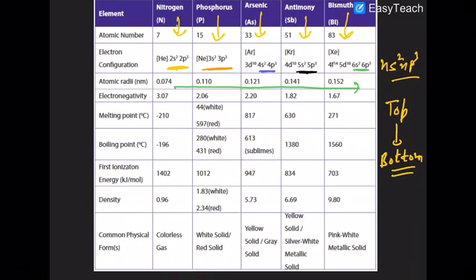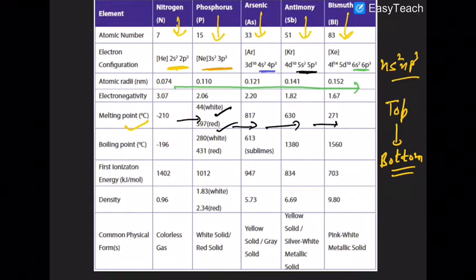And now the melting point. If you talk about the melting point, you observe that in case of phosphorus, white phosphorus has a low melting point while red phosphorus has a very high melting point. Here first there is an increase from nitrogen to phosphorus, then phosphorus to arsenic, but after that there is a decrease from arsenic to antimony, and then it again decreases to bismuth.